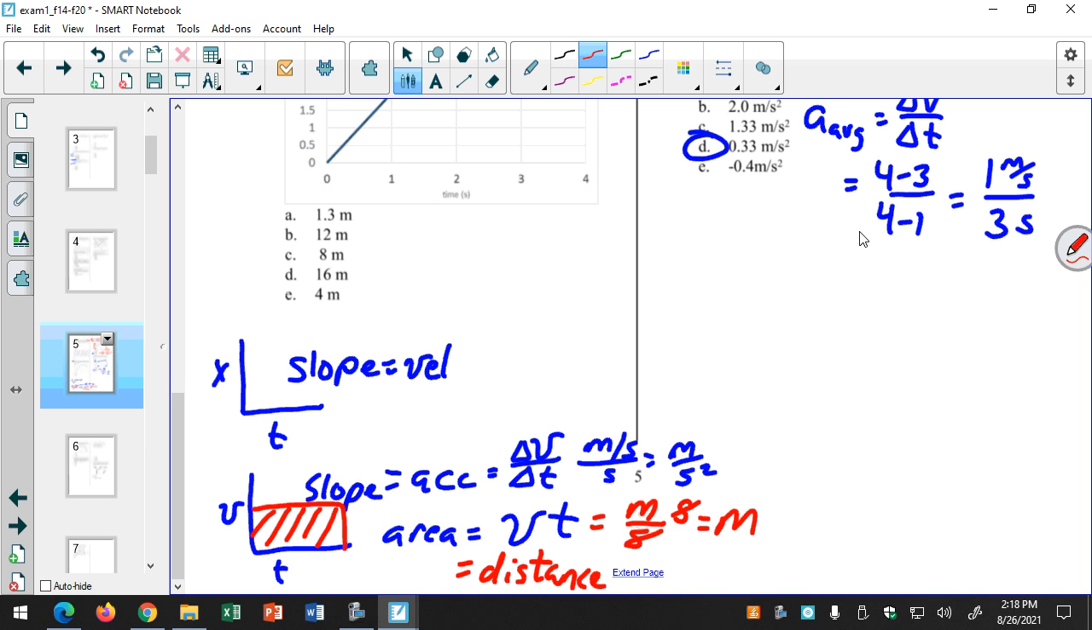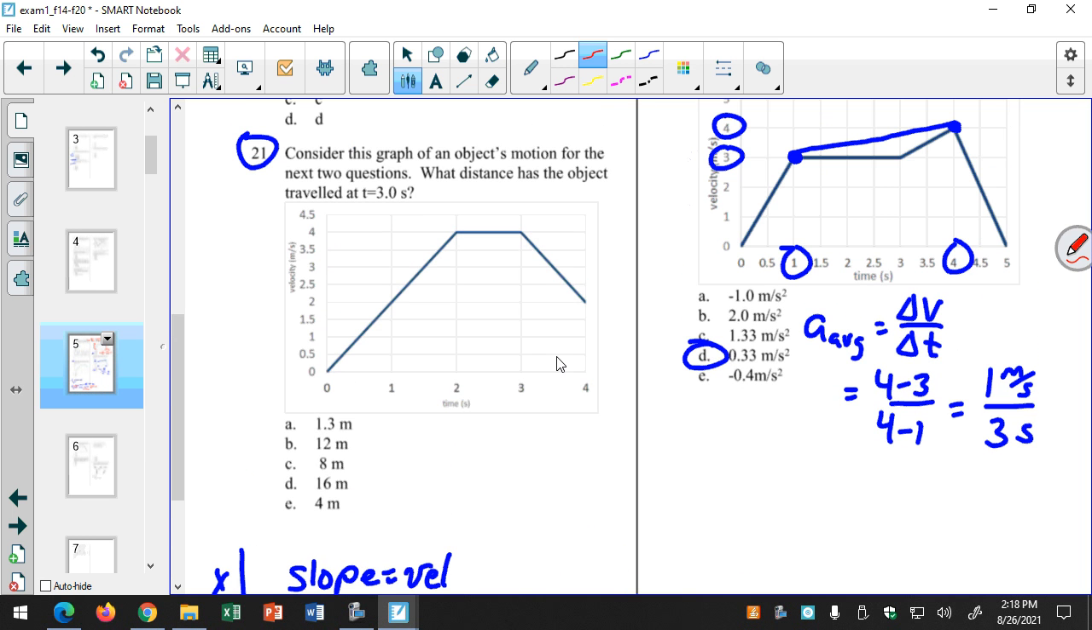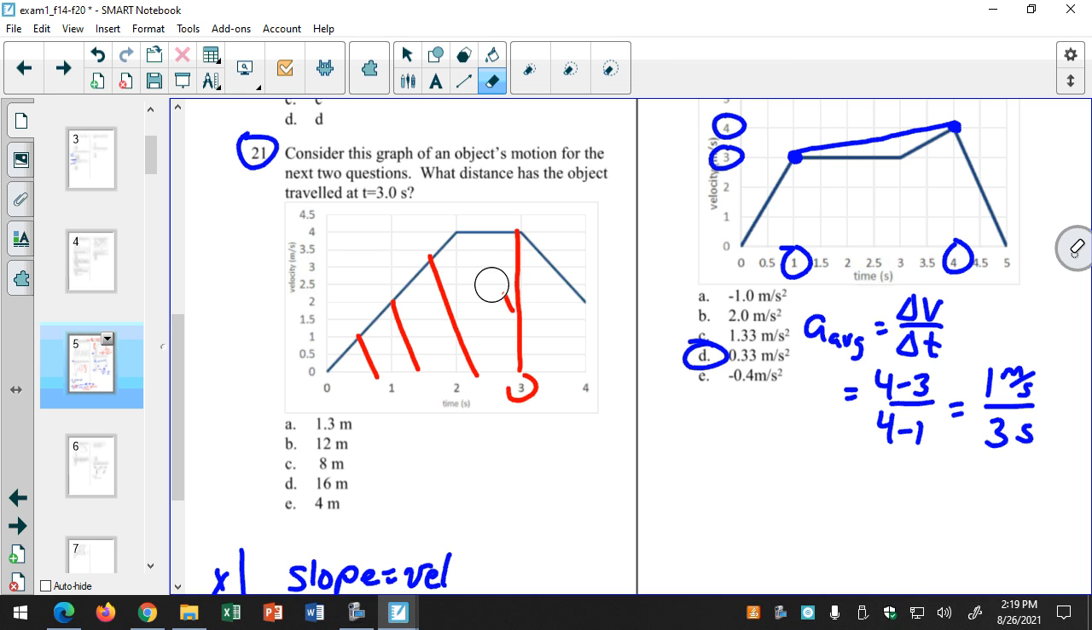So here, up in this problem, number 21, I want to know the distance the object has traveled at t equals 3.0 seconds. So that's right here. So really what I'm asking is, what is the area under this graph all the way over to here? What is the area? You're definitely going to have one of these on your test. Not on the next quiz, but on the next test.